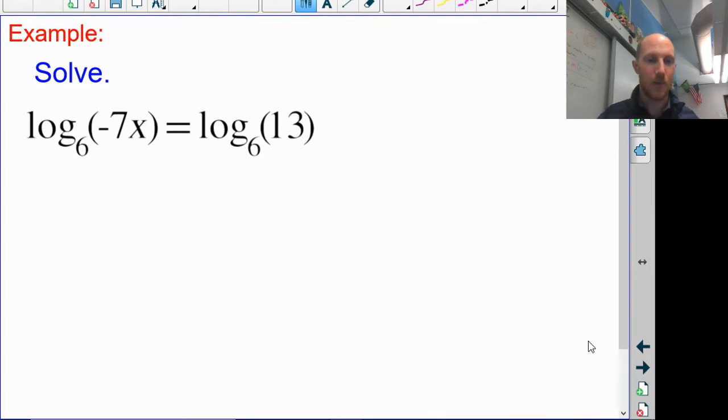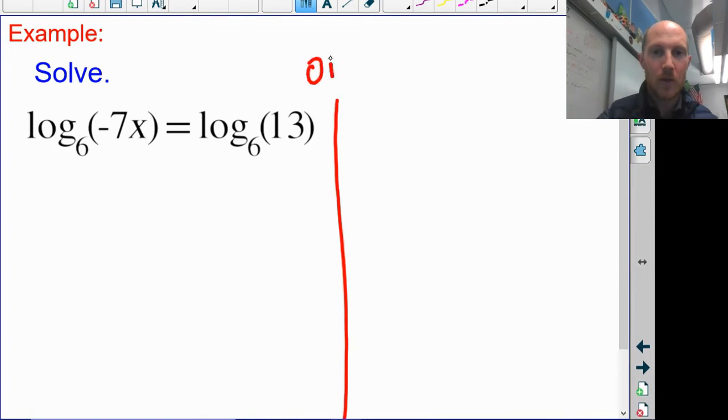All right, second example of 2. So this one, we've got a log on each side of the equal signs. So first of all, make sure we have the same base, because if we don't, this is going to change things, how we approach this. So log base 6 of negative 7x equal to log base 6 of 13. Since they both have log base 6, I can use the inverse property. It'll be the same inverse property on both sides of the equal sign.